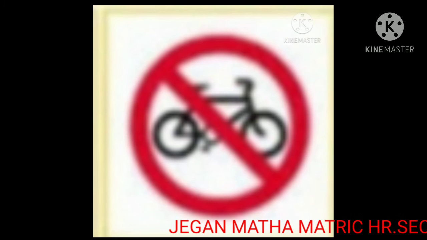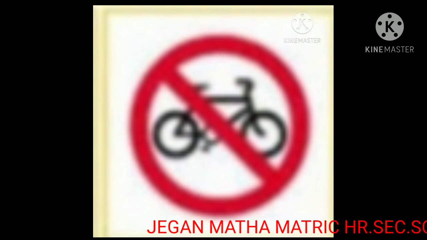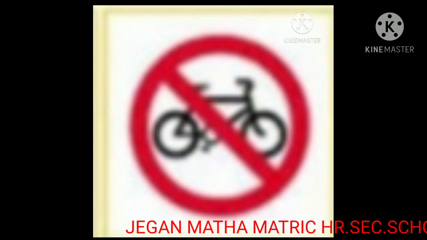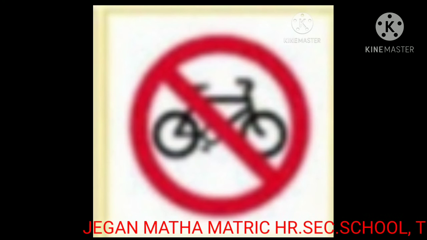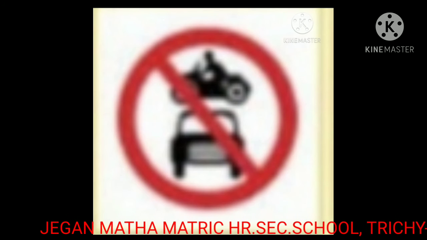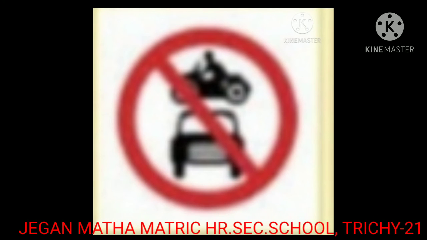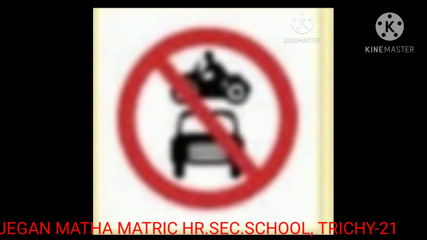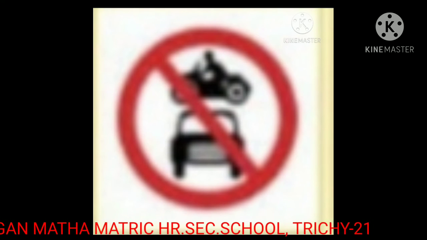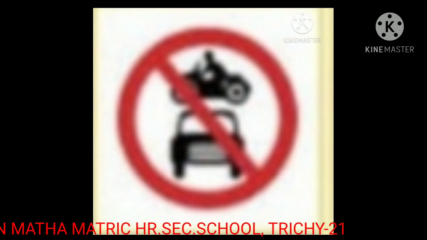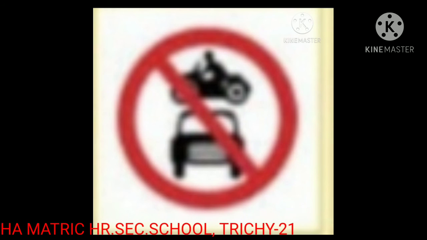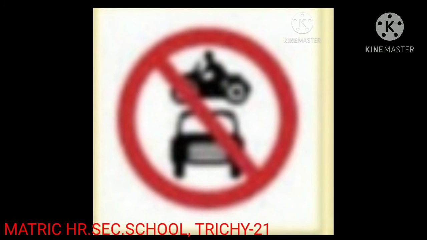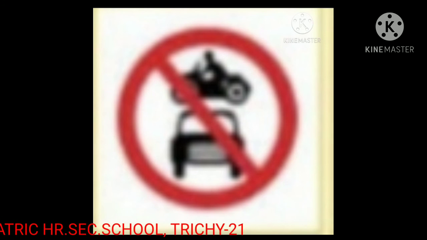The next sign is the bicycles prohibited sign. Bicycles prohibited. That means bicycles are not allowed. This is the all motor vehicles prohibited sign. This sign is used at places where entry to all types of motor vehicles is prohibited.